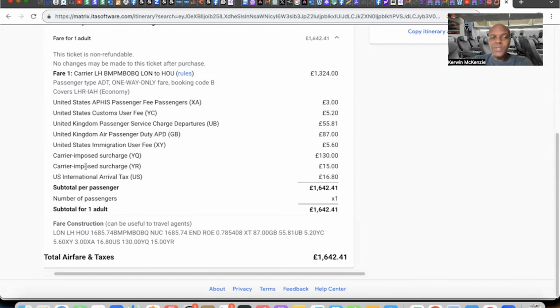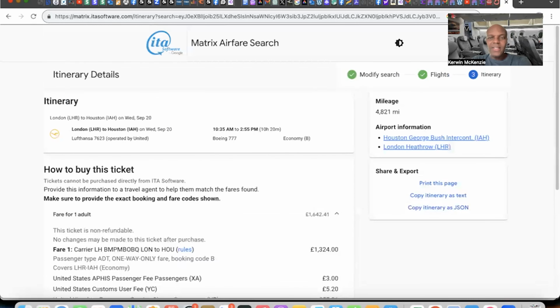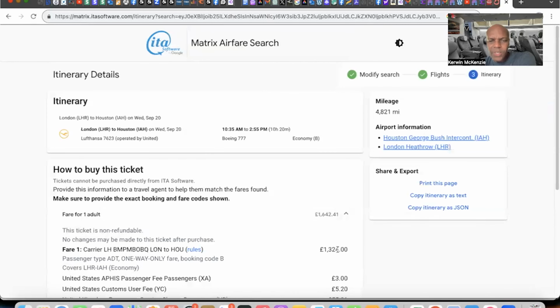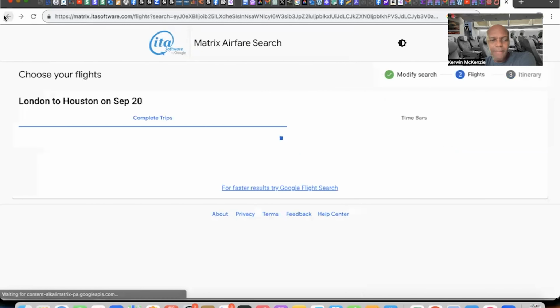Now, this one, there's actually two of them. There is a YR, which is £15, and there is a YC, which is 130 pounds. Now, you never really see this because all you do, you just buy the ticket. You don't look at how the ticket is made up. But let's go look over here because these tickets are considerably less. Which means that their base fare is probably cheaper. I think with the Lufthansa one, the base fare was probably what, $1,300? These are nonstop flights, right? Let's just check again. It was $1,300 was the base fare.